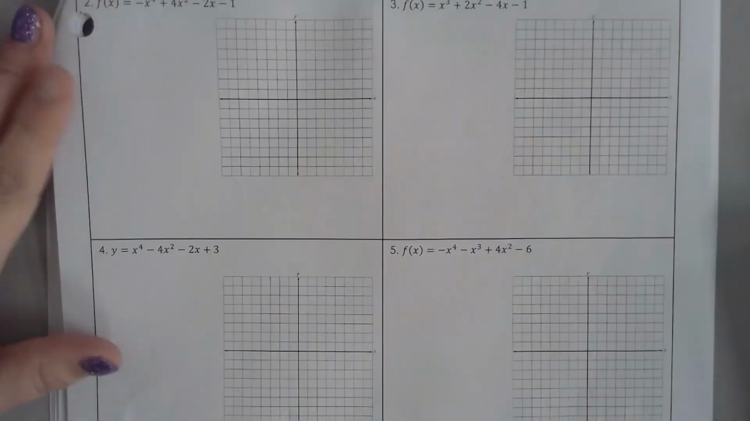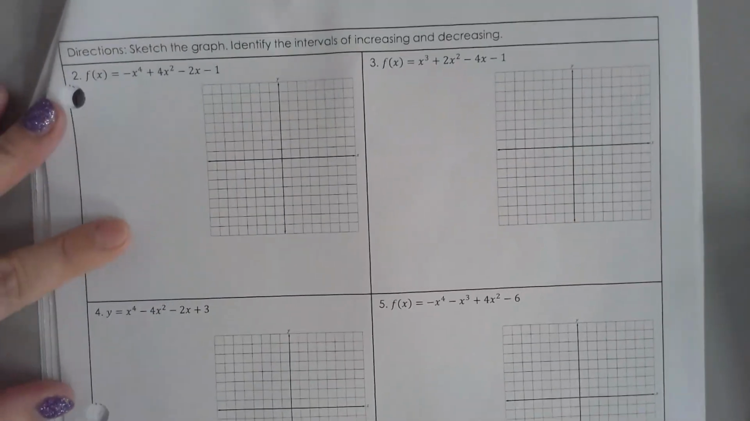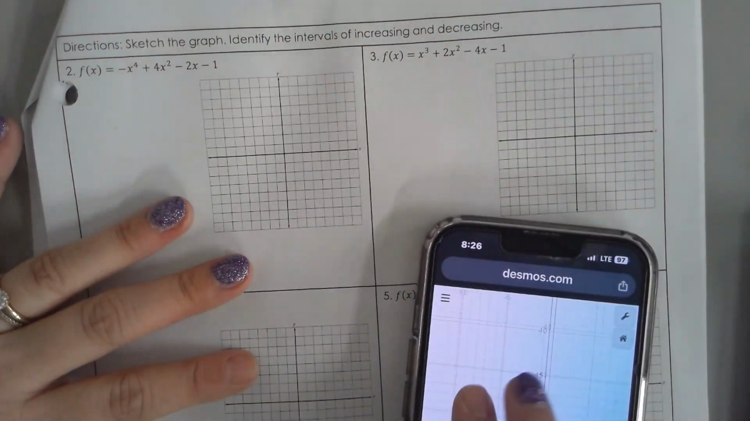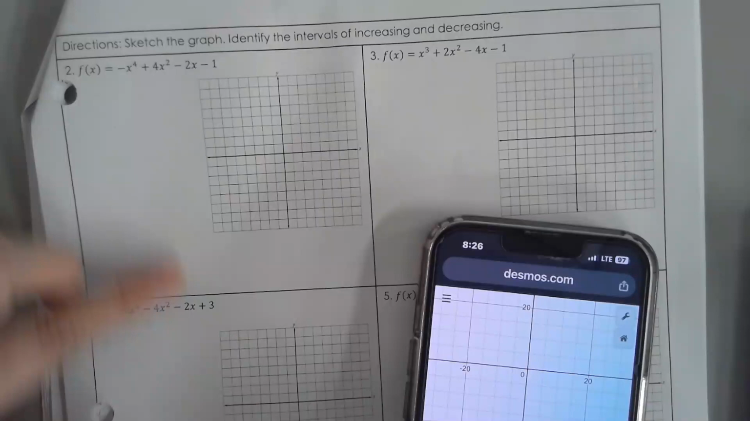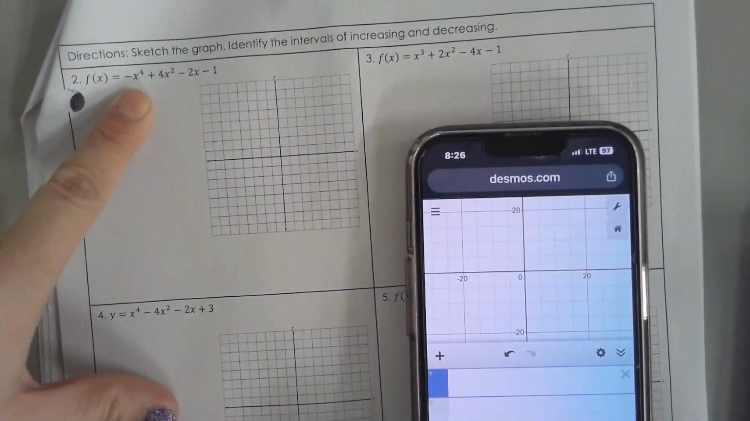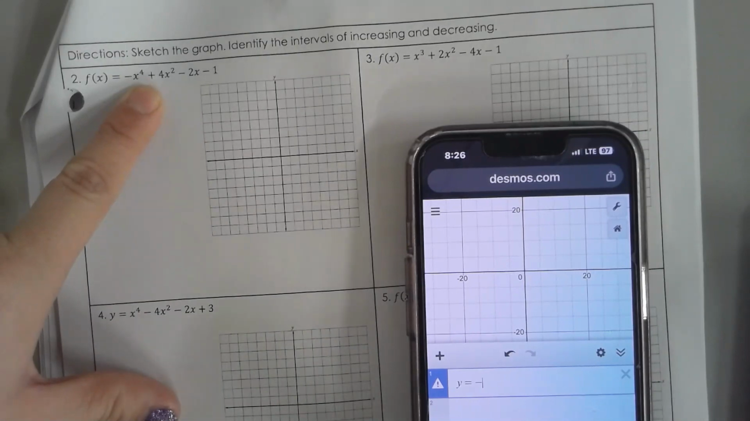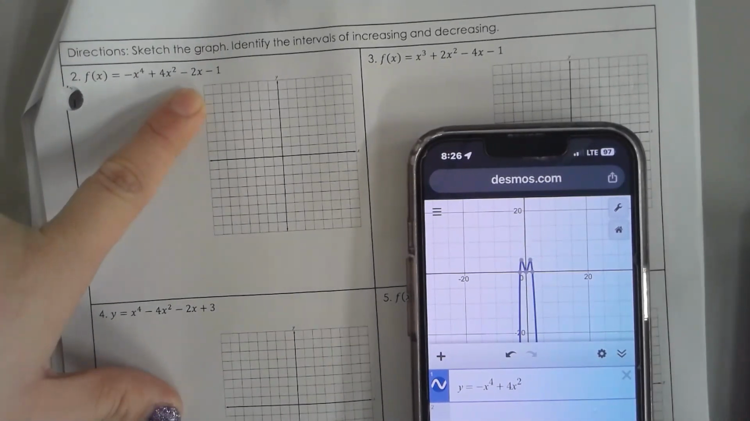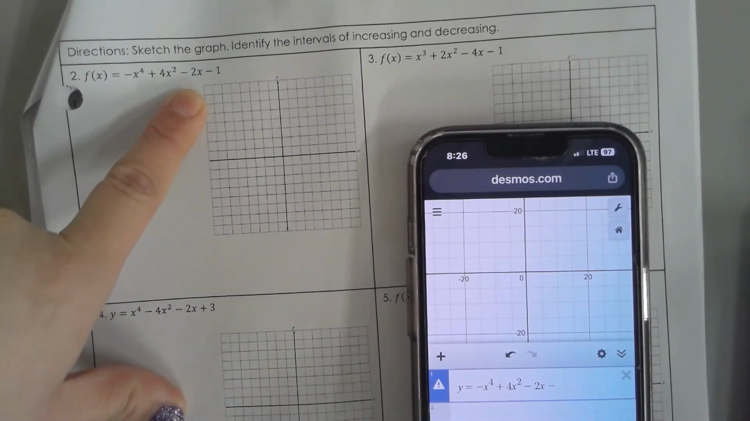So we're going to keep doing some examples. Number 2, y equals negative x to the 4th plus 4x squared minus 2x minus 1.